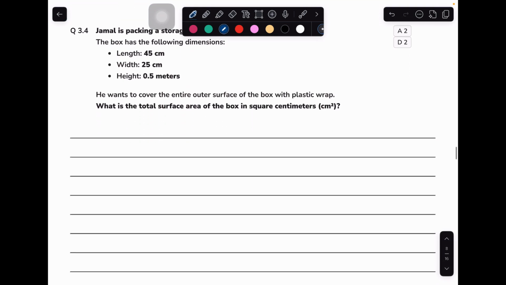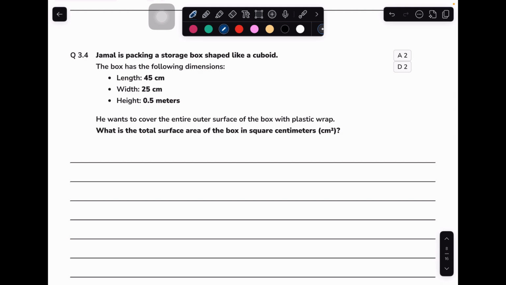So we have Jamal is packing a storage box shaped like a cuboid. The box has the following dimensions. So length 45 centimeters, width 25 centimeters, height 0.5 meters. He wants to cover the entire outer surface of the box with plastic wrap. What is the total surface area of the box in square centimeters?